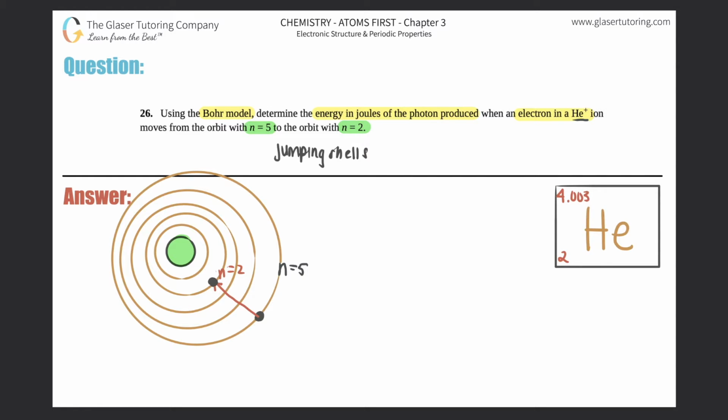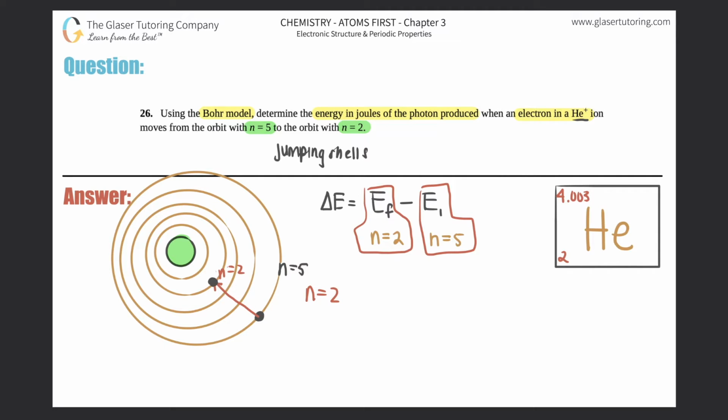We have to figure out a different way to get to the energy. But if we want to determine the energy produced, it looks like it's just a change in energy. And it's the energy final minus the energy initial, right? A change is always final minus initial. So the final shell was 2, and the initial shell was 5. So maybe if we can have different formulas for n equals 2 and n equals 5, then we can put the two together. So let's see, if I have n equals 2, they tell me that I have He, so that's helium.